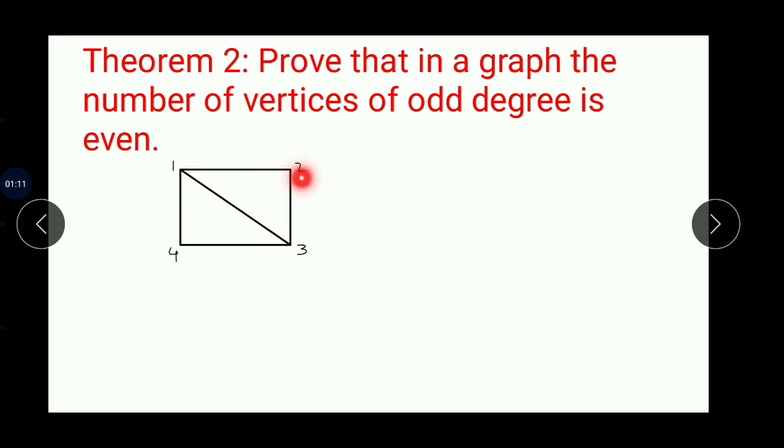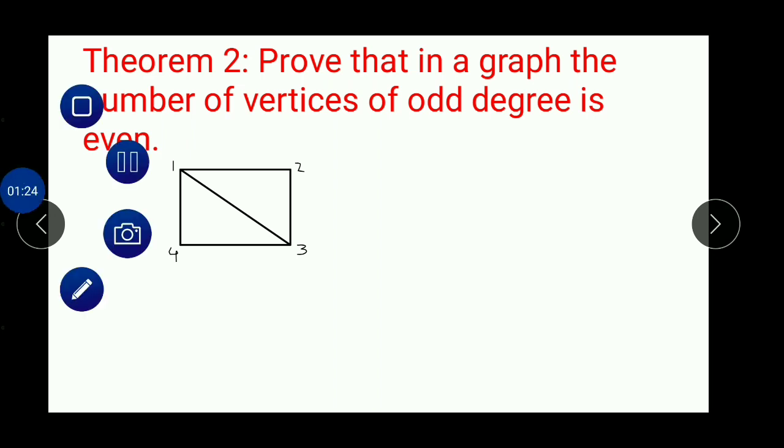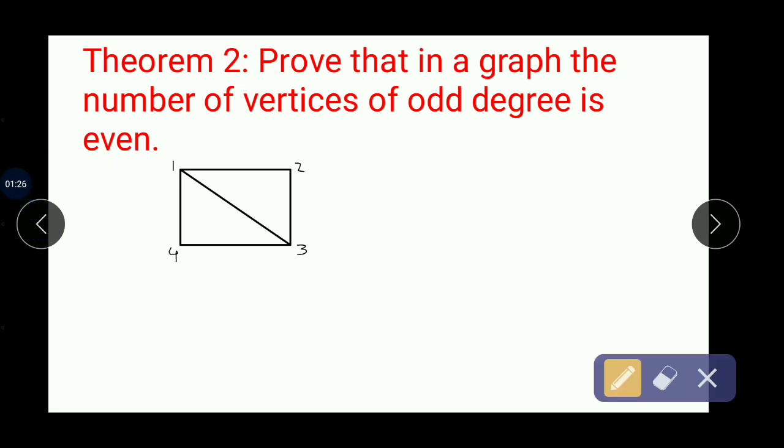Degree of vertex 2 is 2 and degree of vertex 4 is 2. So the number of vertices of odd degree is 2. There are only two vertices whose degree is odd. Suppose I add another vertex here.